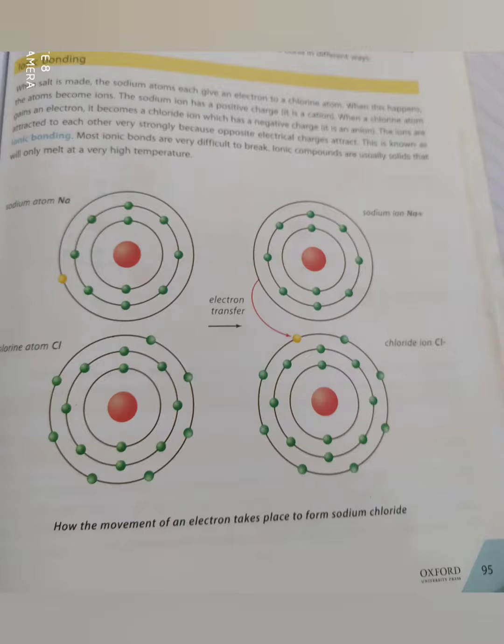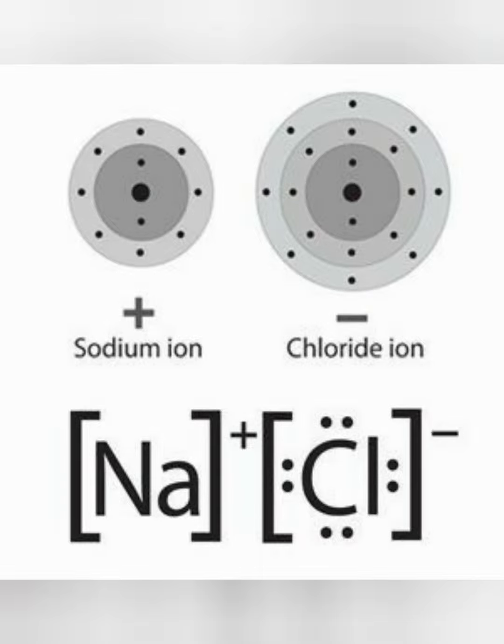On page number 95, detail of ionic bonding is given. Ionic bonding is actually transfer of electron from one atom to another atom, resulting in the formation of ions. See, in these diagrams, a sodium atom is shown. Its yellow electron, the outermost electron, is given to chlorine, and chlorine's outermost shell is completed now. Sodium becomes a positive ion and chloride ion becomes negative. Both charges stay together, and this is ionic bond.